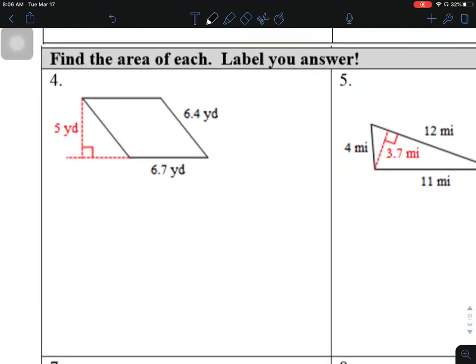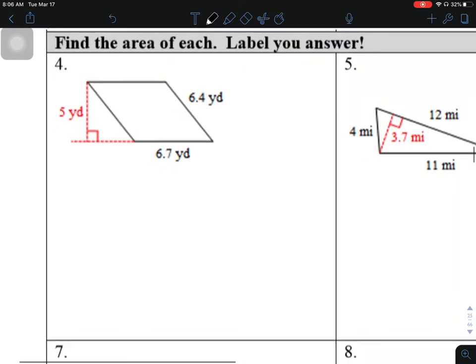Number 4, find the area of each, label your answer. So once again, we're going to just assume every picture is a parallelogram or a triangle, because these are not properly labeled. That's a mistake on my part. I apologize for that. To find the area of a parallelogram, you take the base times the height. Base and height are perpendicular to each other.